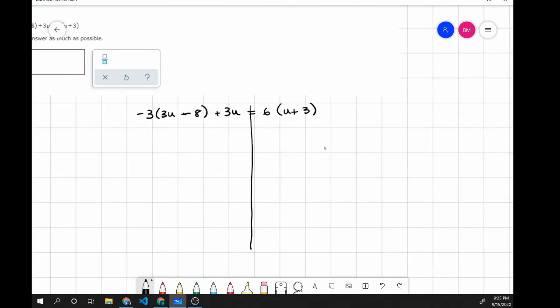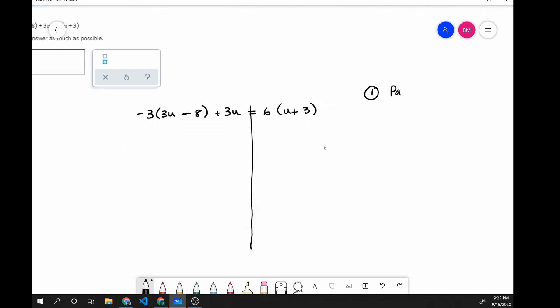Beyond that, our step 1 is going to be anything with parentheses. So those parentheses, I want to take care of those first, and we're going to do what's called distributing. So distributing is the process of, for example, here, taking that 6 and multiplying it against everything in the parentheses. So I have 2 of those. I'll do it in red. So I have negative 3 times this, negative 3 times that. And then I have 6 times u and 6 times 3.